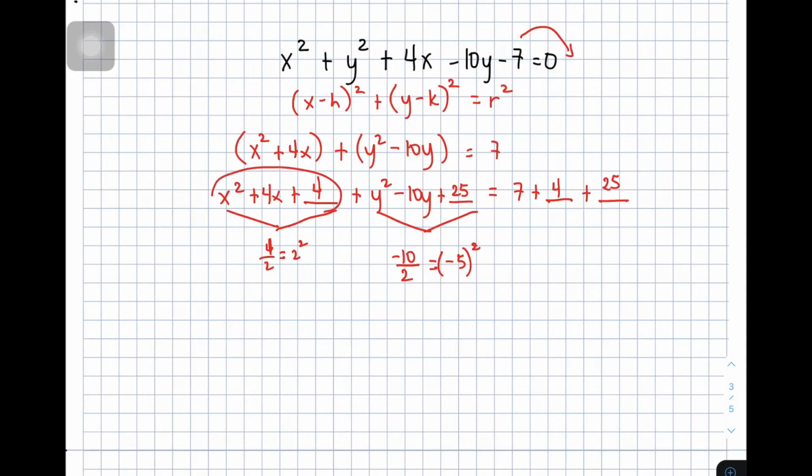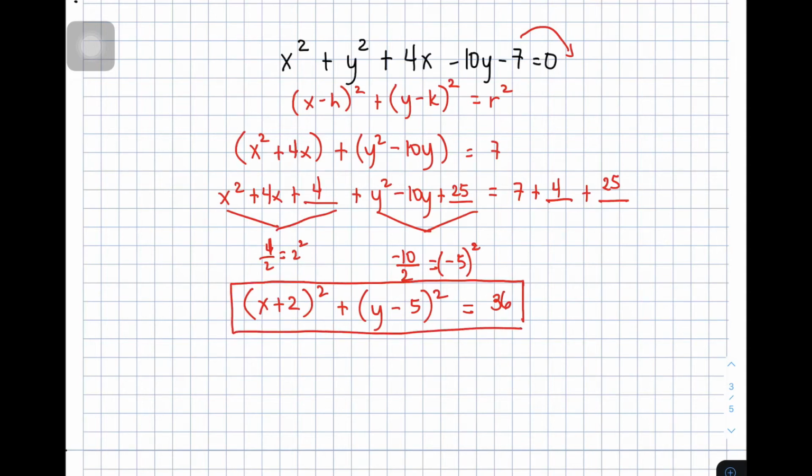And then, kapag nag-completing the square na kayo, automatic, itong trinomial na to at itong trinomial na to are already perfect square trinomials. So, madali na lang siyang i-factor out. I-factor out natin bilang x plus 2 squared plus y minus 5 squared. Is equal to, yung right side natin, ay i-add din natin. 7 plus 4 is 11 plus 25. That will give you 36. Right now, this is the standard form of the given equation above of the circle.